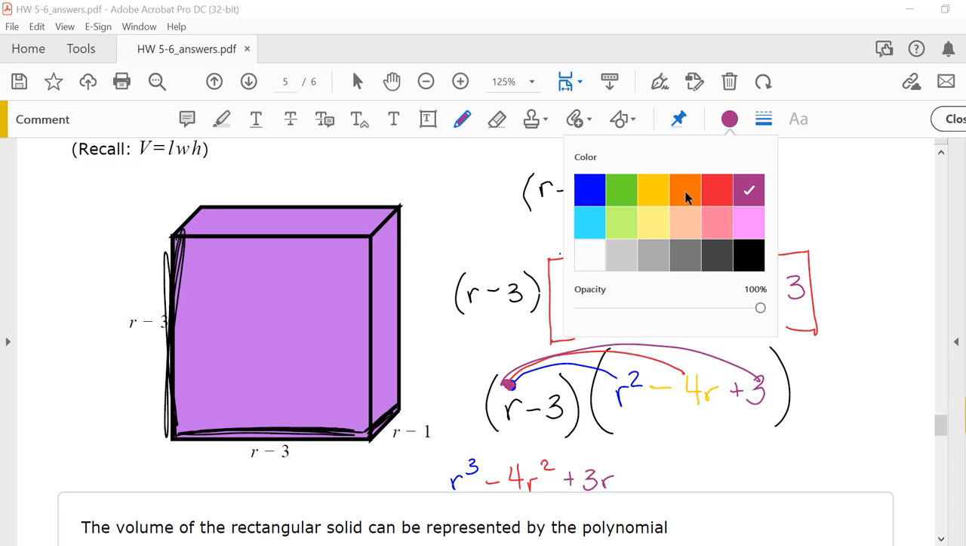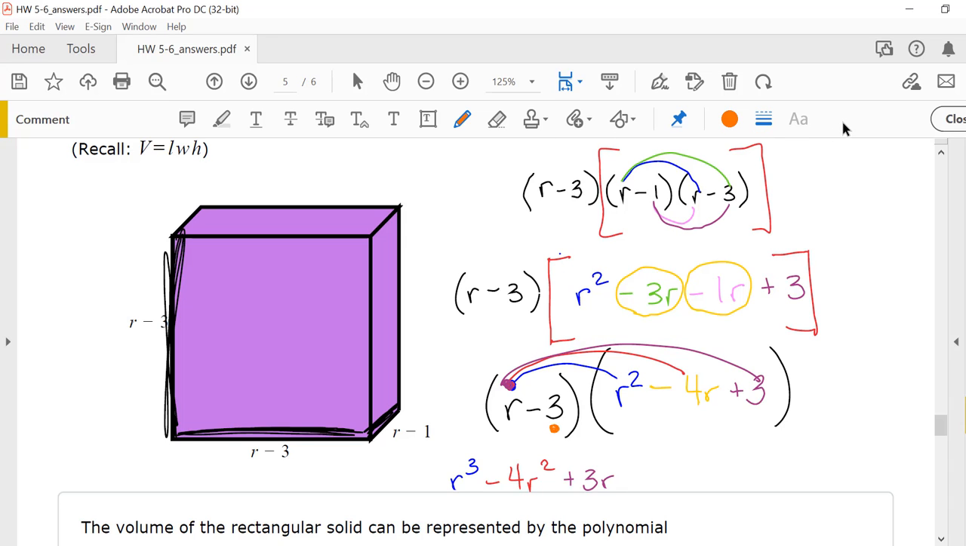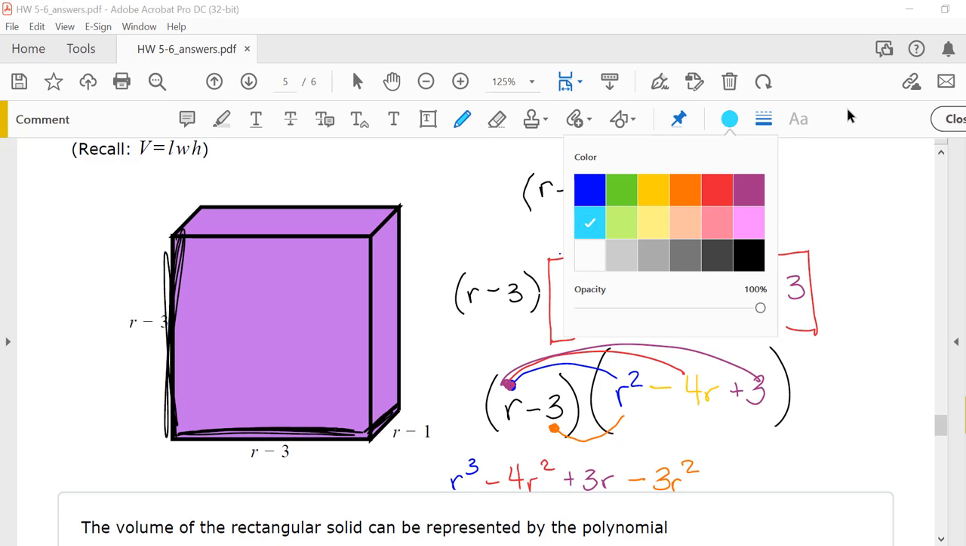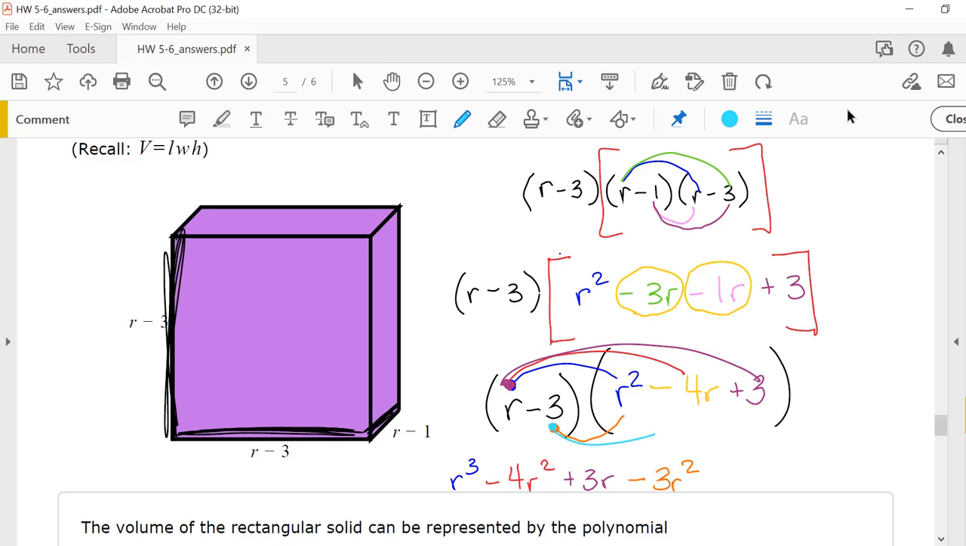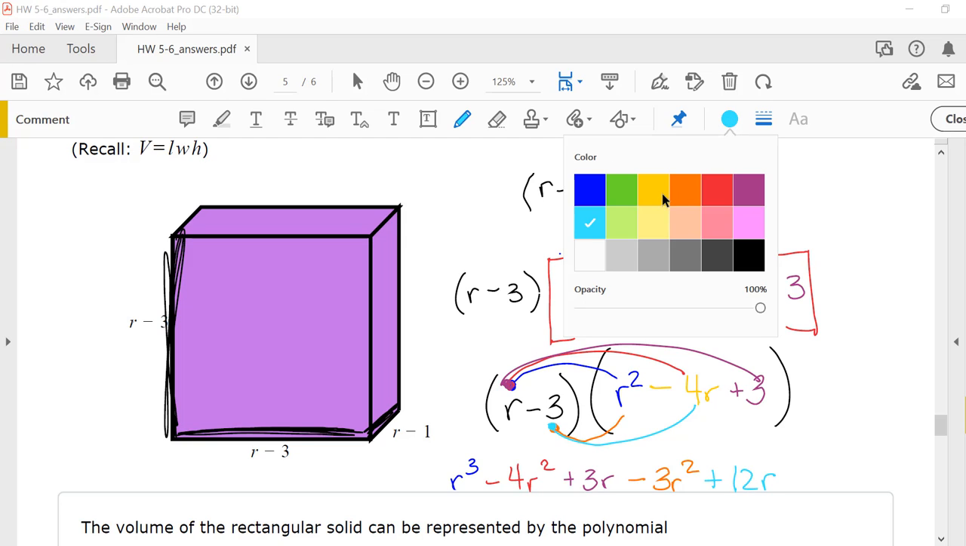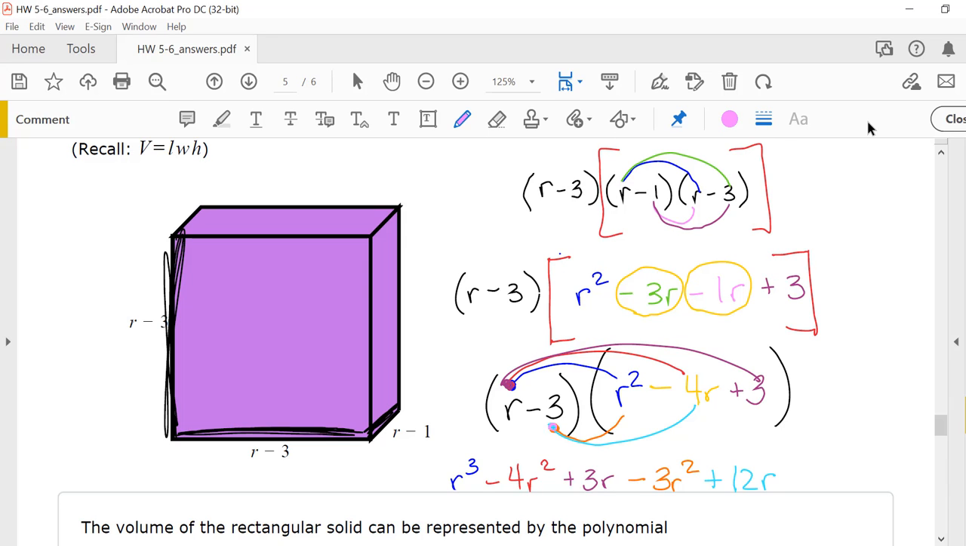Now we're going to do the same thing with the negative 3. What's negative 3 times r squared? You get negative 3r squared. Then you're going to do negative 3 times negative 4r to give you positive 12r. One more. Negative 3 times positive 3 is negative 9.